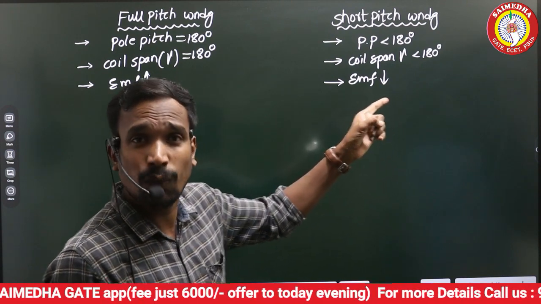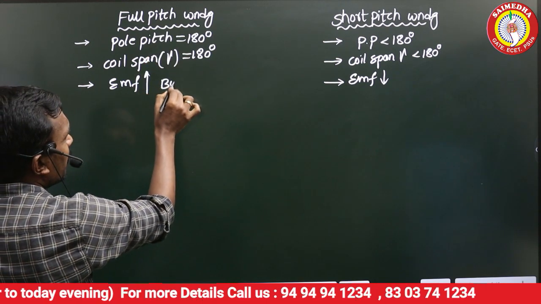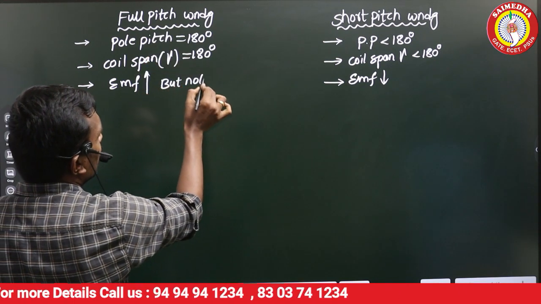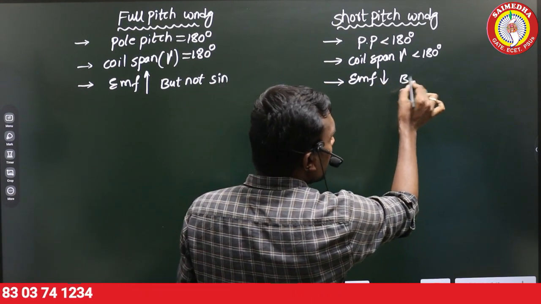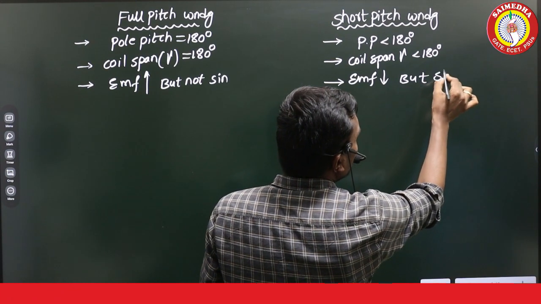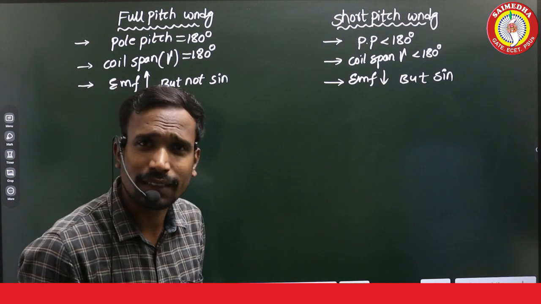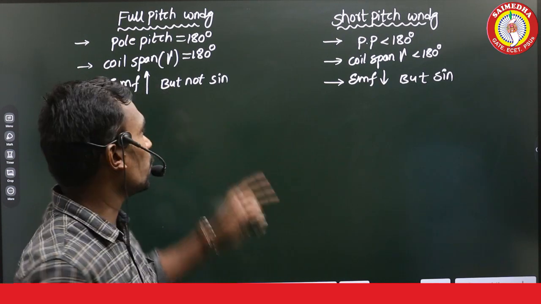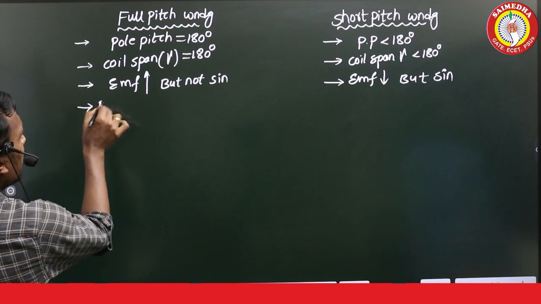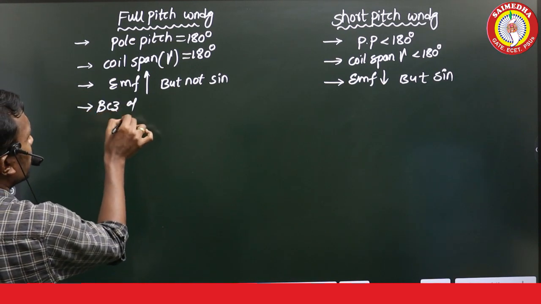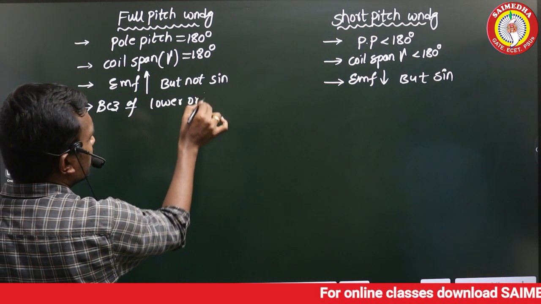Why? Because of course in full pitch winding EMF is more, but not sinusoidal. Of course here EMF is less but sinusoidal. That's why we are using short pitch winding rather than the full pitch winding. And here the question, sir, why is this not sinusoidal? This is not sinusoidal because of harmonics, or because of lower order harmonics.